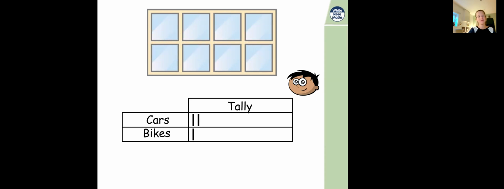Another car, another tally. Another car, another car. That's 4 cars I've spotted. Keep looking carefully.